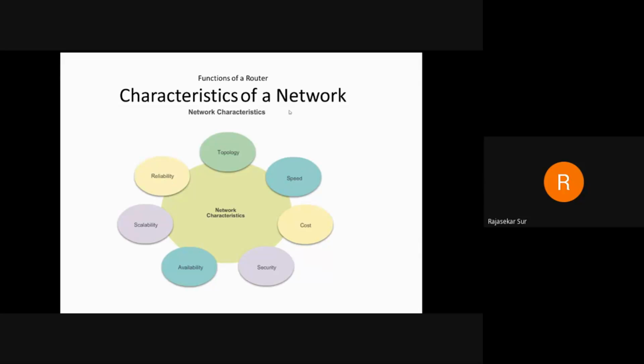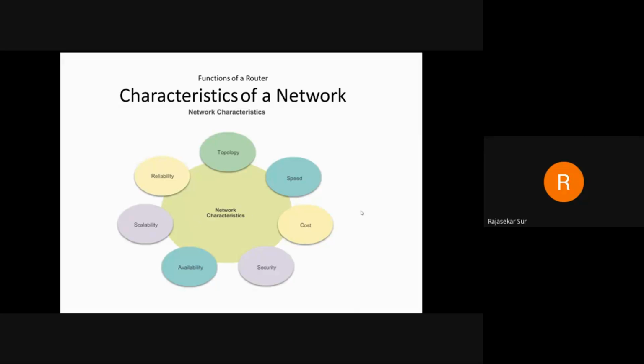If you take our college network, there is a topology available for that. The topology we are using is the star topology. Then what is the speed of that network? What is the cost of that network? What are the security measures available in the college network? Is the network available always? Scalability: we have 10 labs, and if I want to include another 10 labs, will the network support it or not? Is the college network reliable or not? So these are all the characteristics of a network.